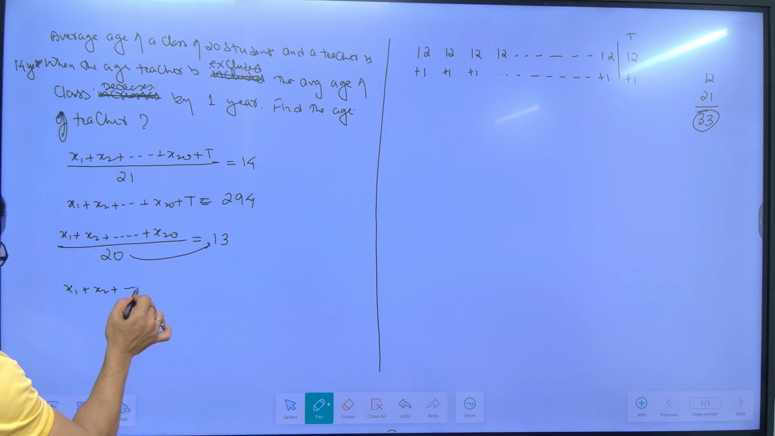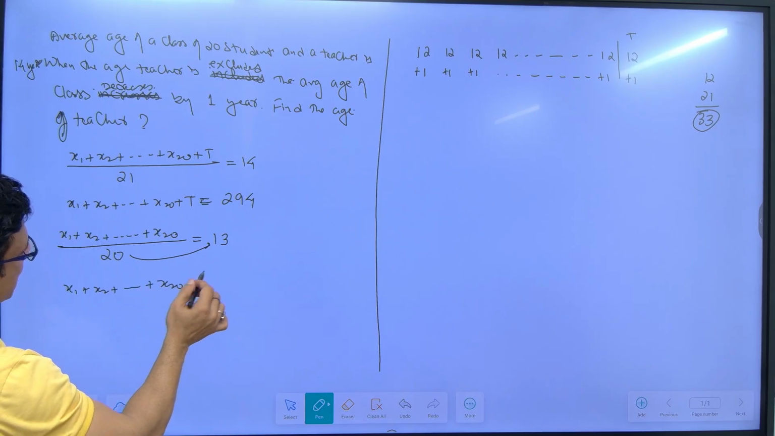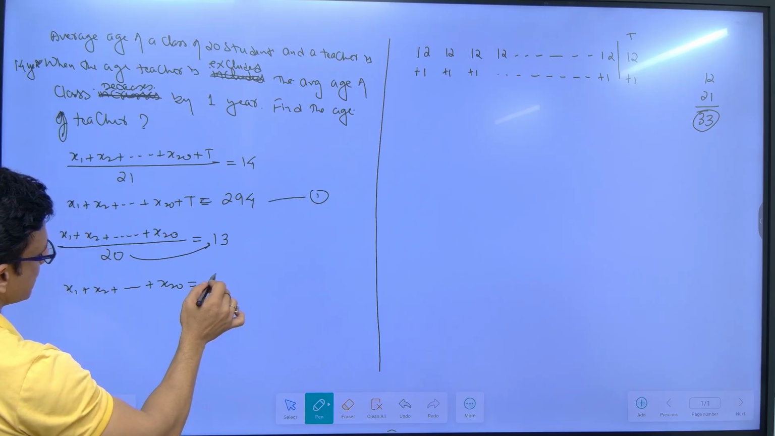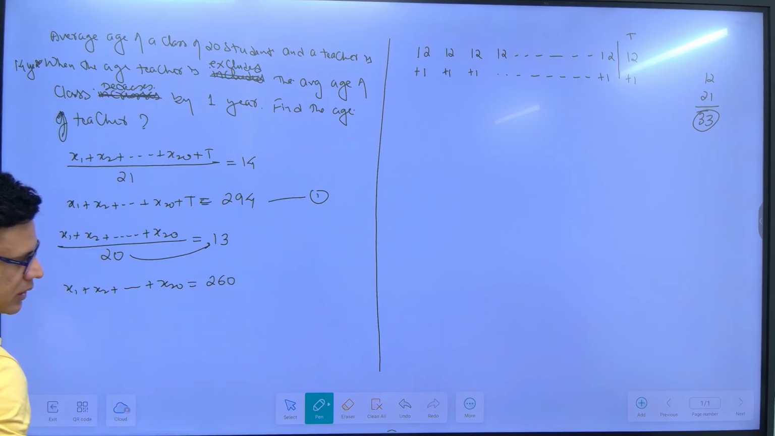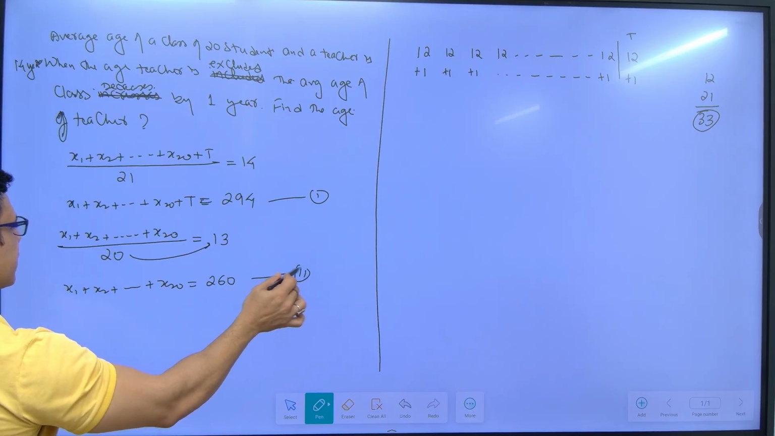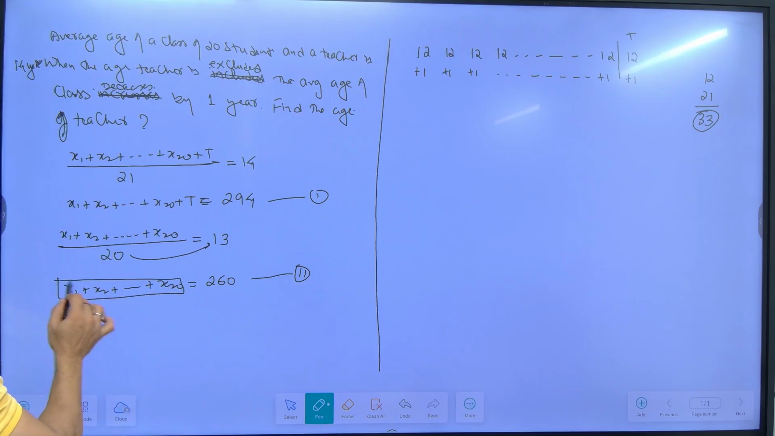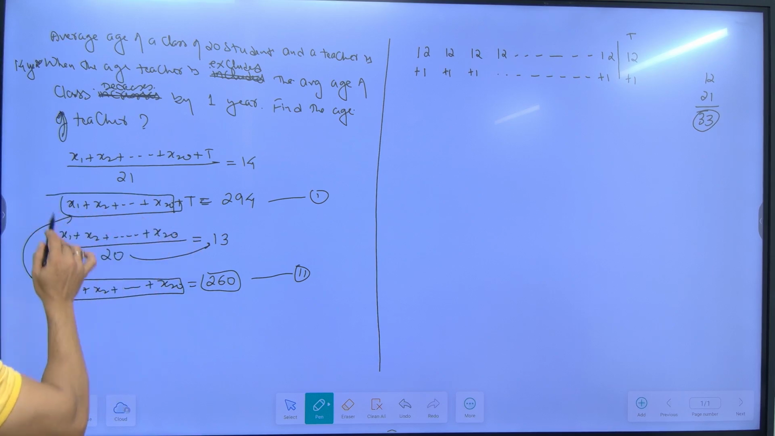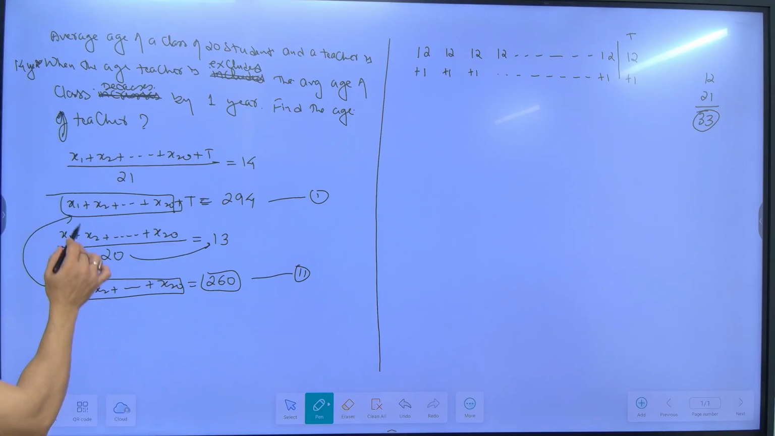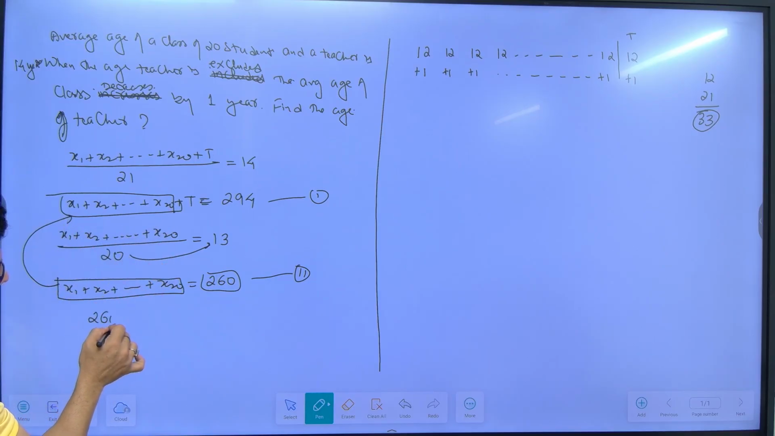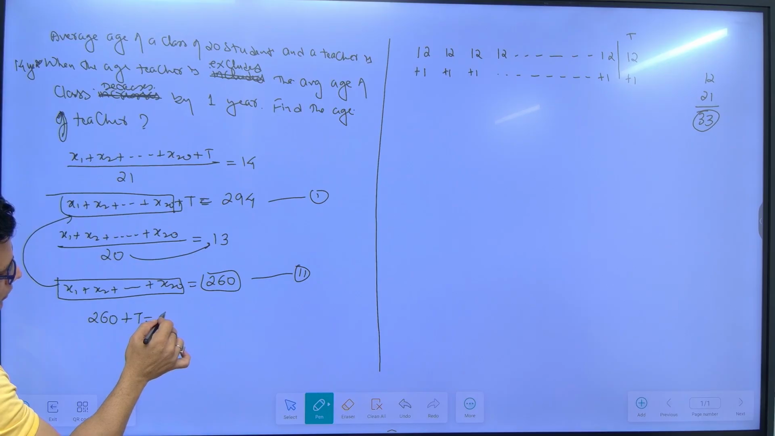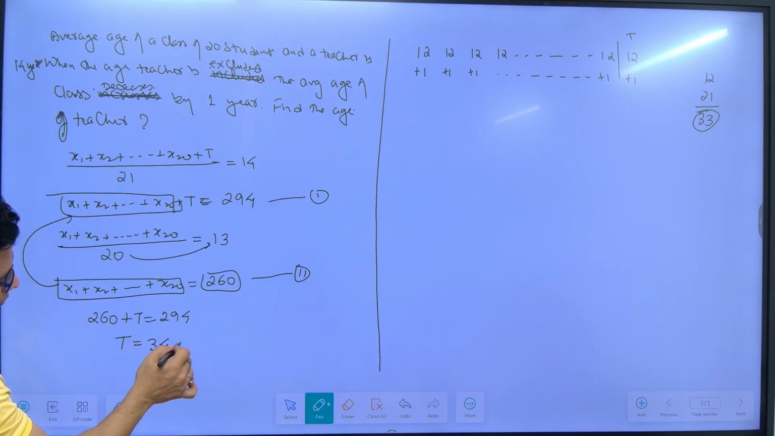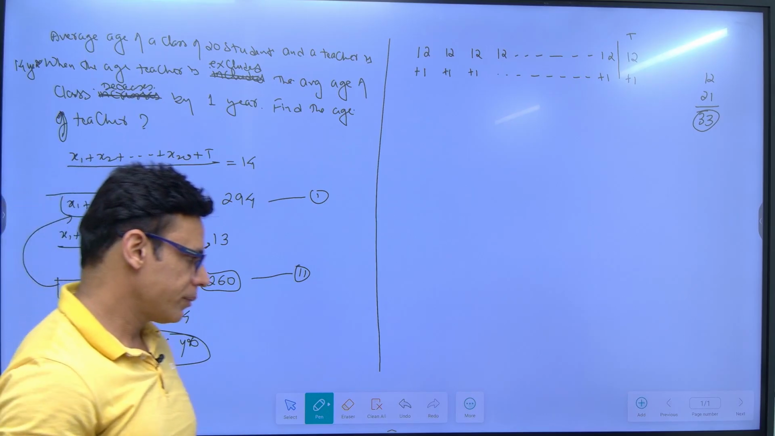x1 plus x2 plus x20, how much? 13 2s are 260. Mark this as second. Do we know the value of this 260? Put it here. From here to here is how much? Plus t is equal to? What is the age of teacher?